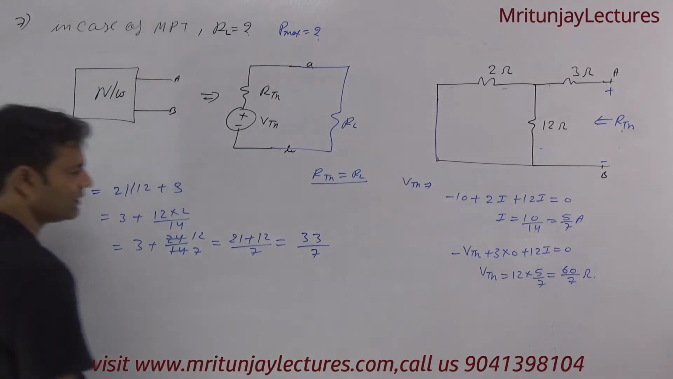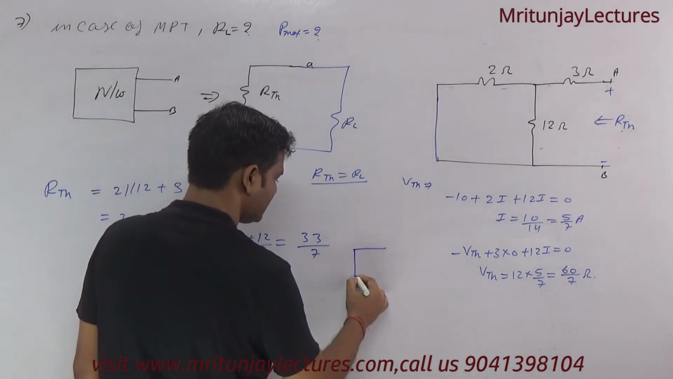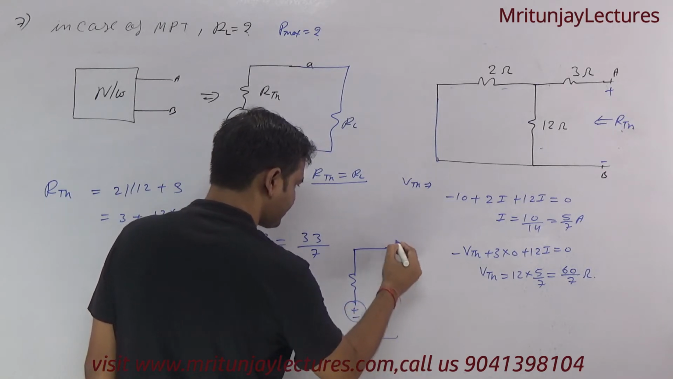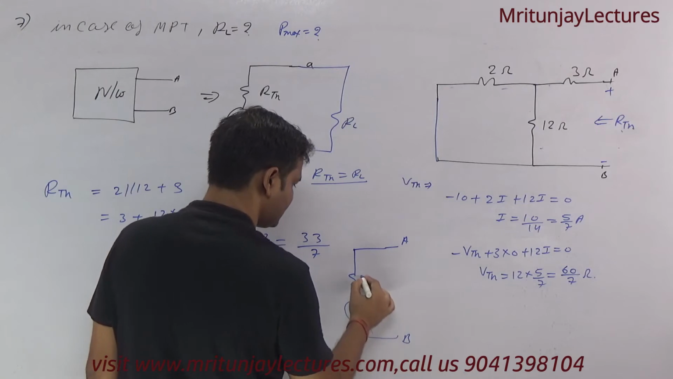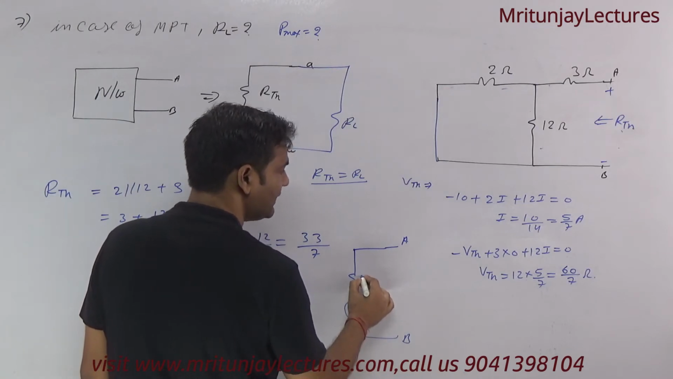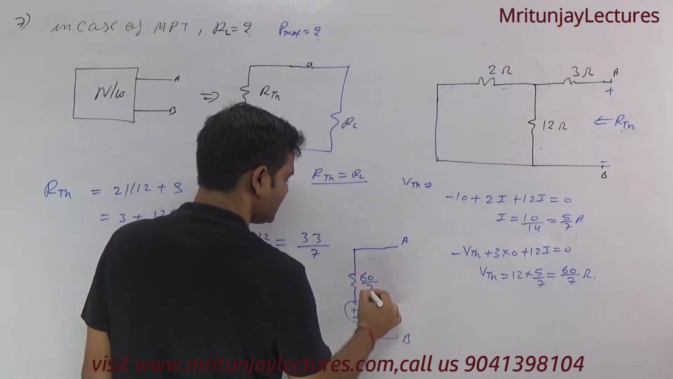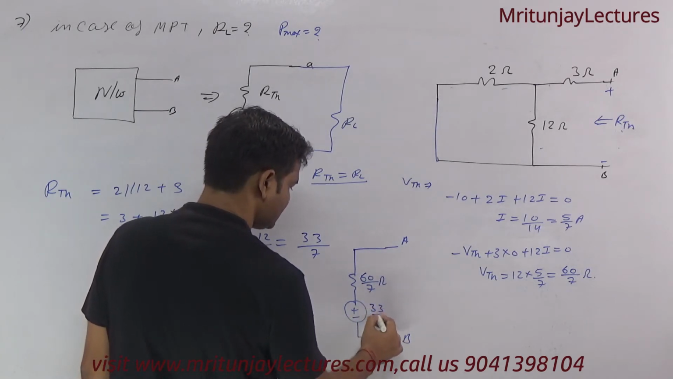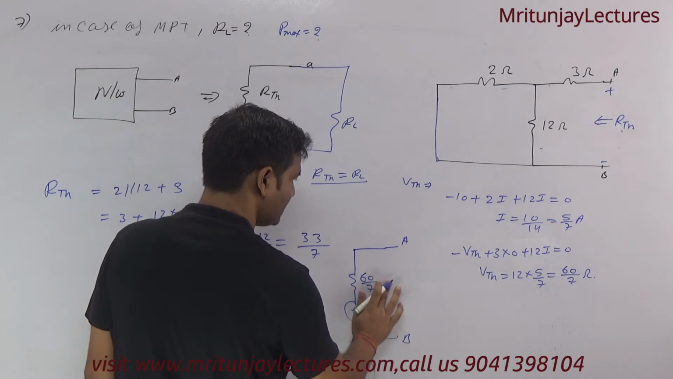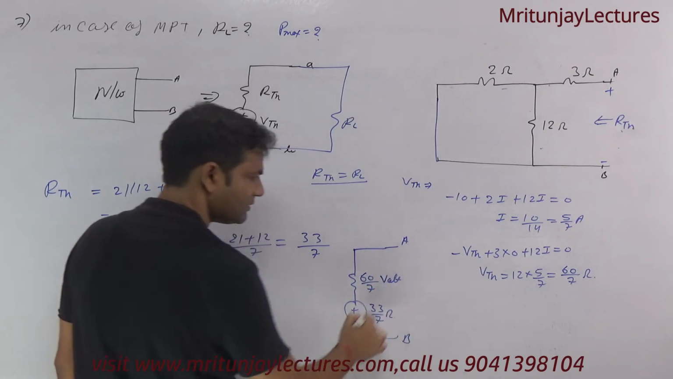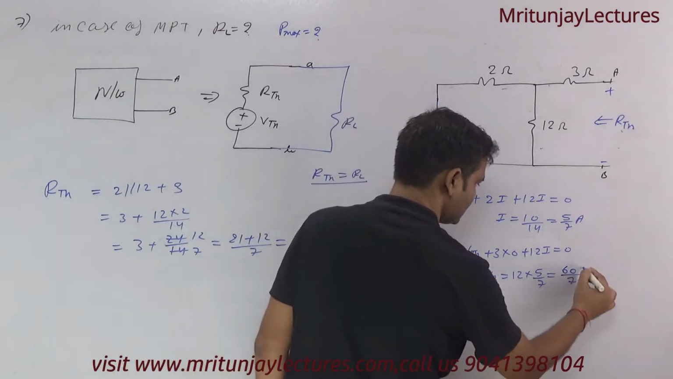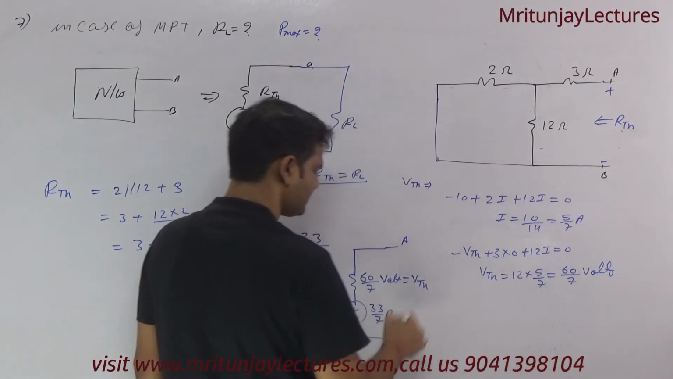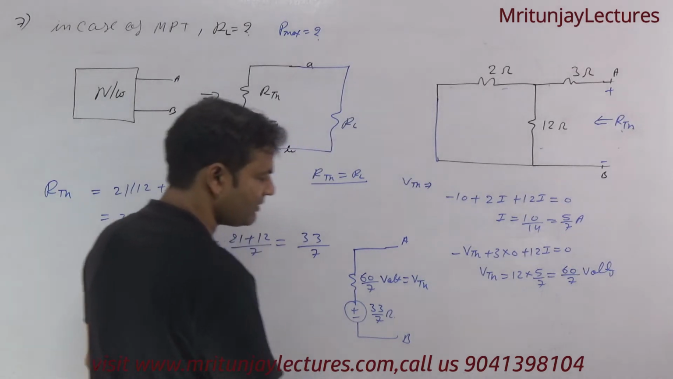Now finally make that is RTH and that is VTH. That is A and that is B. What about VTH? 60 divided by 7 volt, and RTH, that is 33 by 7 ohm. Sorry, volt, this is volt. A silly mistake here. That is volt, voltage, that's why volt. That is VTH. Clear or not?